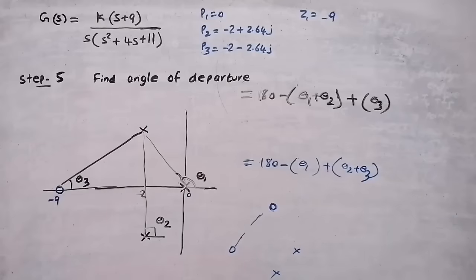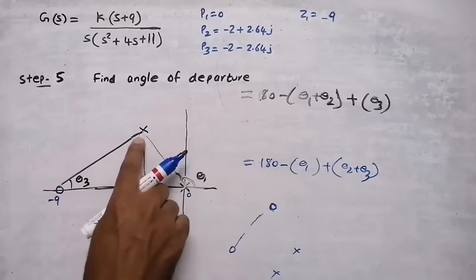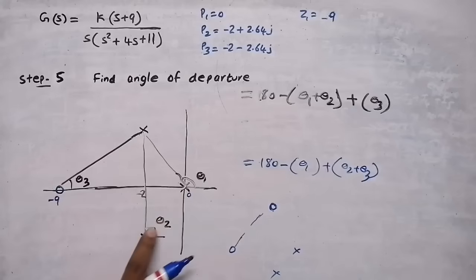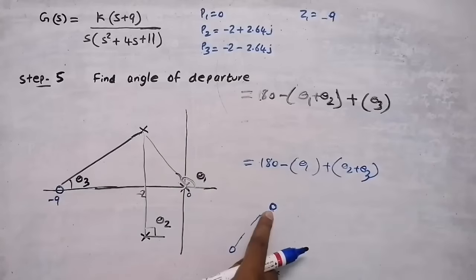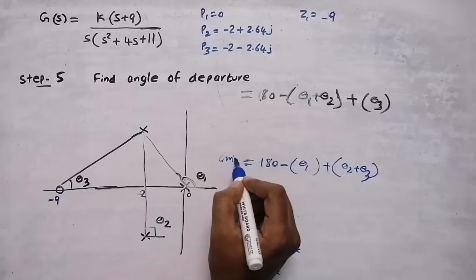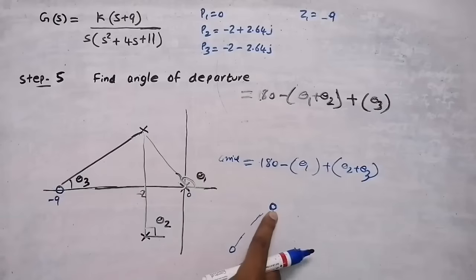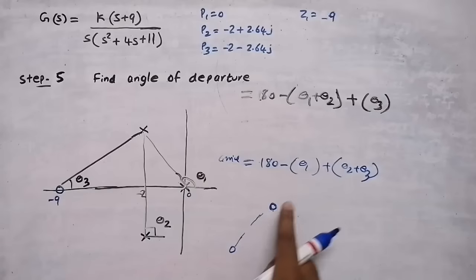If it is a complex pole we are taking, then we need to first find the angle it makes with the pole, then the angle it makes with the zero. If we are going to find the angle of arrival at that time, for the complex zero, the angle it makes with the zeros here, plus the angle it makes with the poles.